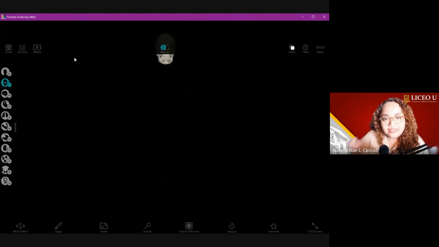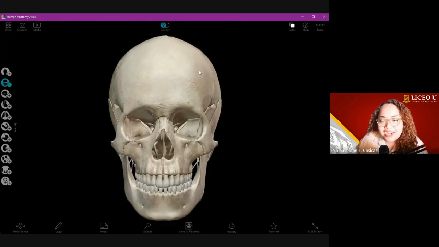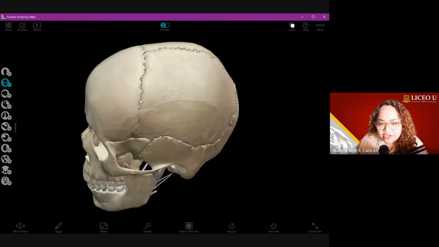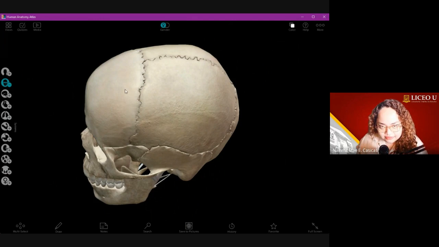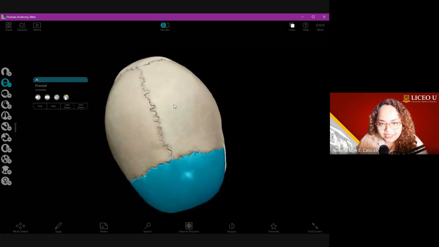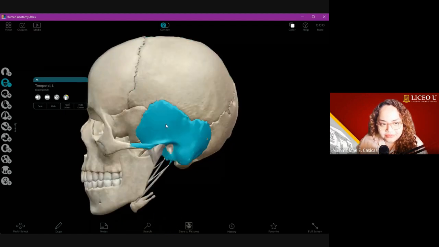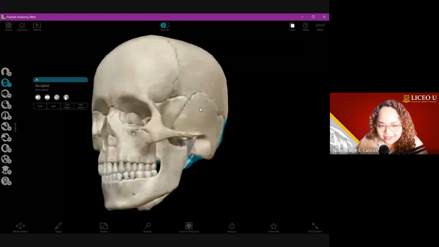Let's go to the skull. As I've said earlier, your skull is made up of many flat bones. They are connected through sutures, a kind of joint right here. So you have your frontal bone, your parietal bones, left and right. You have your temporal bone right here. And then you have your occipital bone right at the back.